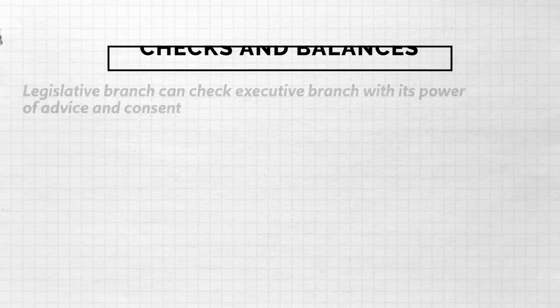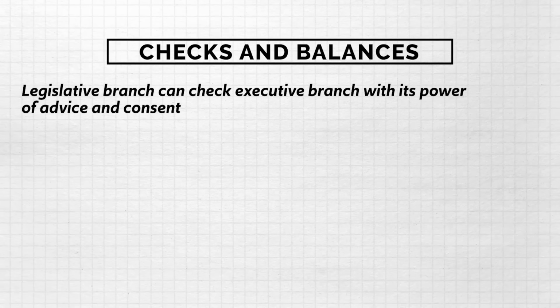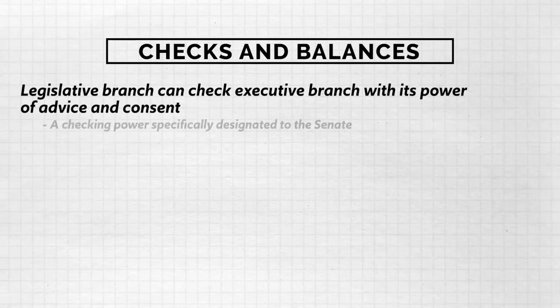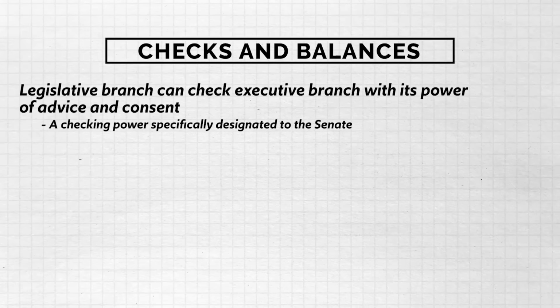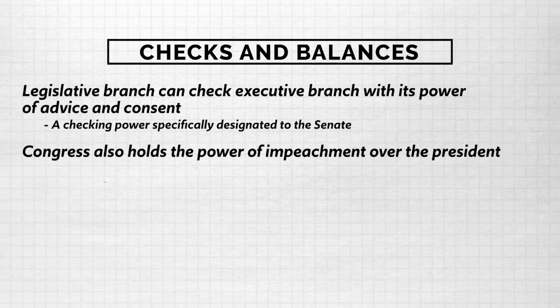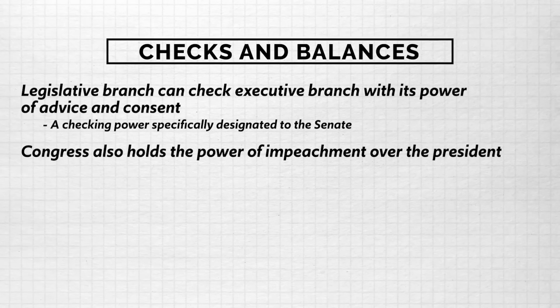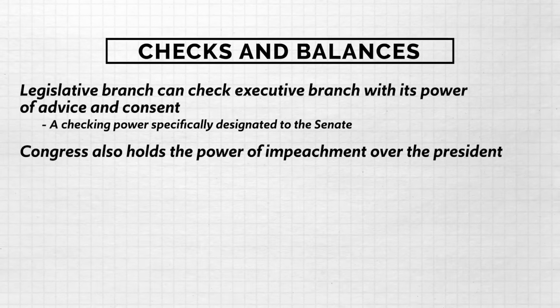The legislative branch can check the executive branch with its power of advice and consent, which is a checking power specifically designated to the Senate. What it means is that the Senate must vote to approve certain high-level presidential appointments like cabinet positions or Supreme Court nominees. Additionally, Congress holds the power of impeachment over the president, which has the potential to remove the president from office on account of the president acting like a turd.